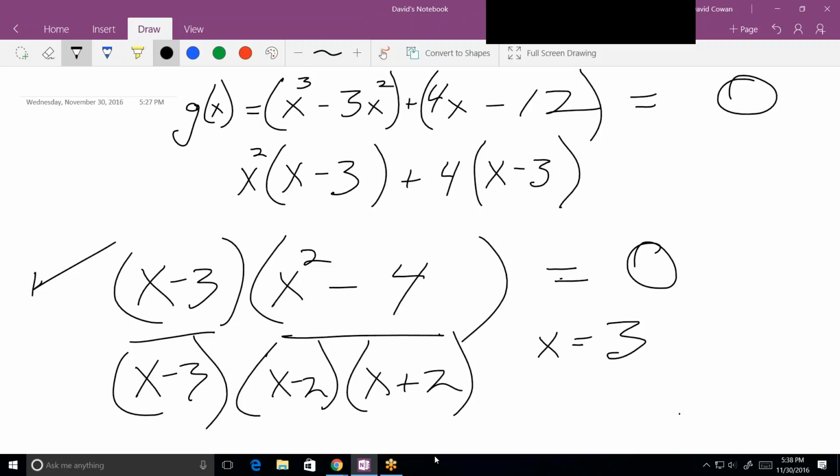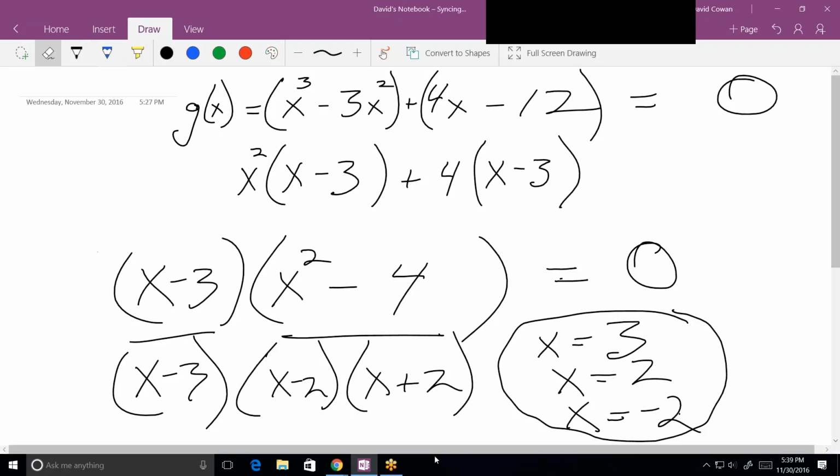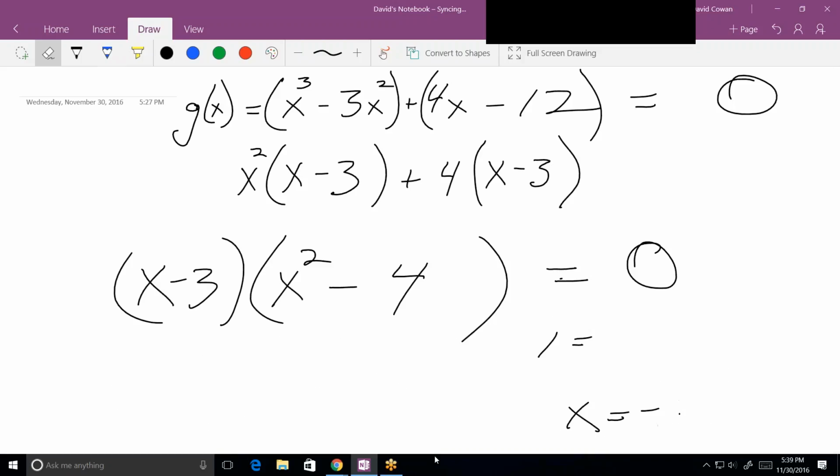And then my solutions would be x equal 3, x equal 2, and x equal minus 2. And those would be 3 places where the curve crosses the x-axis. In other words, all 3 of them would be zeros. Whereas the one that they gave us is only going to cross the x-axis in one spot, and that's x equal 3. Okay? How about another one?